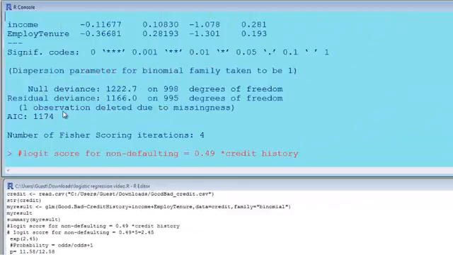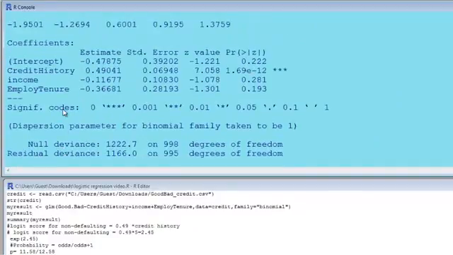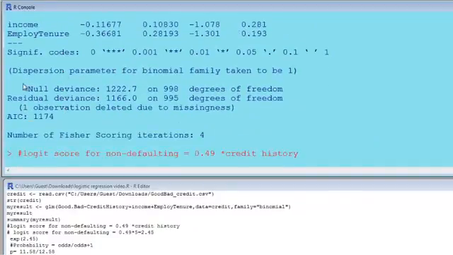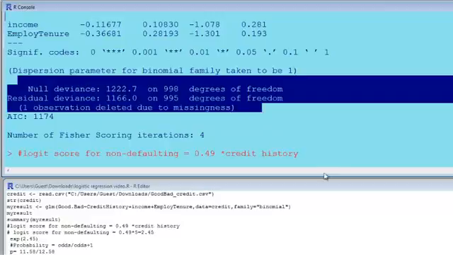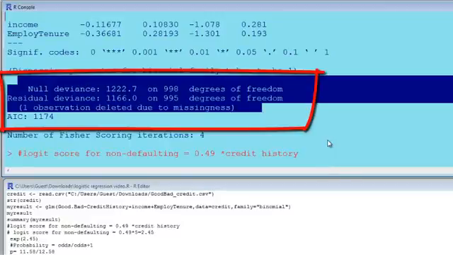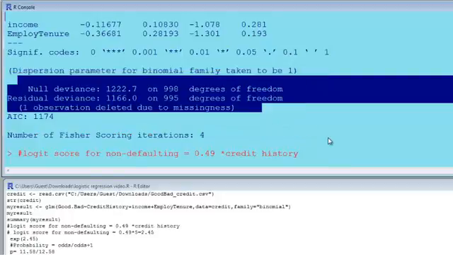Now if we look at the summary one more time, after the coefficients, R gives us the null deviance and residual deviance. Deviance represents the error after the predictors have been accounted for. It is analogous to the sum of squared error in linear regression. Null deviance shows the deviance of the model without any predictor, and residual deviance shows the deviance of the model with predictors. Actually, these are chi-square values with the given degrees of freedom.